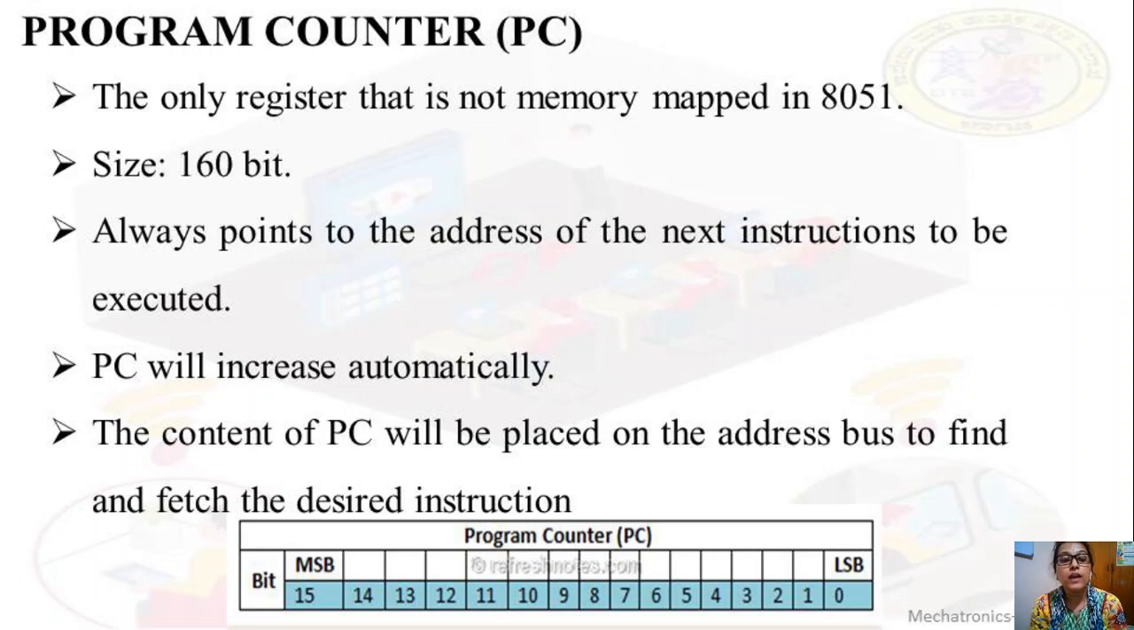The content of the PC will be placed on the address bus to find and fetch the desired instruction. For example, if the processor is executing line 1 of a program, the second instruction's address will be in the program counter. If the CPU knows this address and it is placed on the address bus, then the processor can fetch the desired instruction from this address.